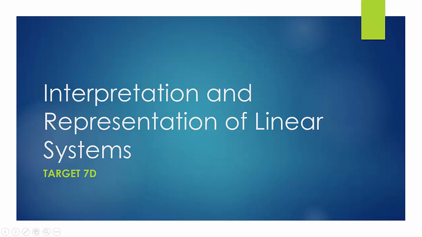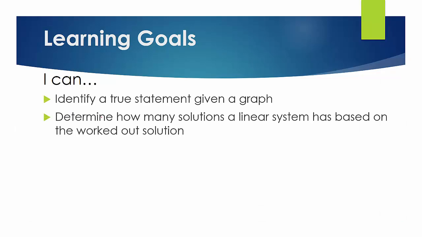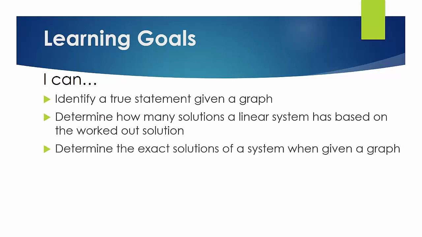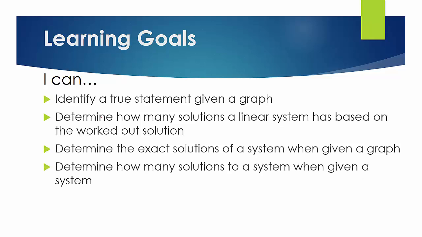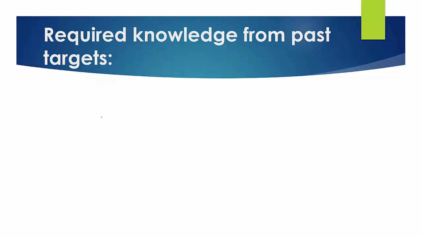All right, so we are on our last target for Key Concept 7. This is interpretation and representation of linear systems, and we're going to roll it all into one video again. So your learning goals: I can identify a true statement given a graph, determine how many solutions a linear system has based on the worked out solution, determine the exact solutions of a system when given a graph and when given a system, and finally solve a system representing a real-world scenario and determine what the solution means.